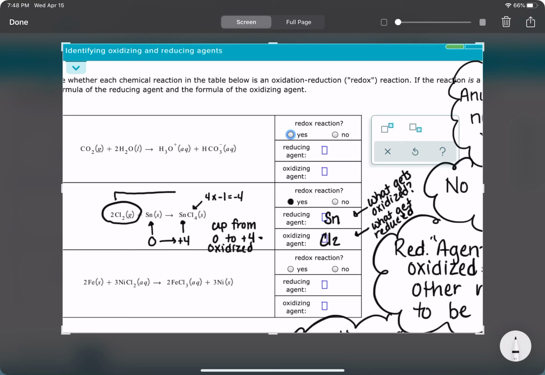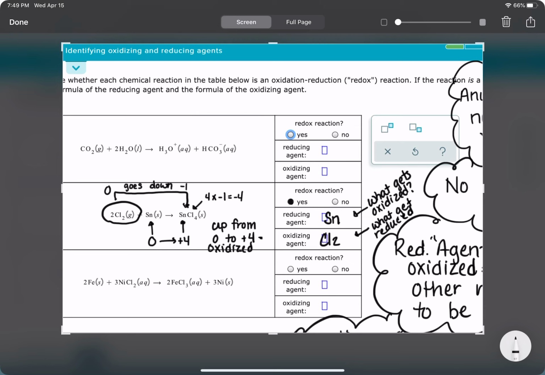Is this actually being reduced? Cl2, that's pure elemental chlorine. That's got an oxidation number of 0. And we said over here in SnCl4, that's an oxidation number of -1. 0 going down to -1, that is a reduction. So yeah, it works. But this is a lot like acid-base chemistry. Once you define one of them, you automatically know what the other one is.